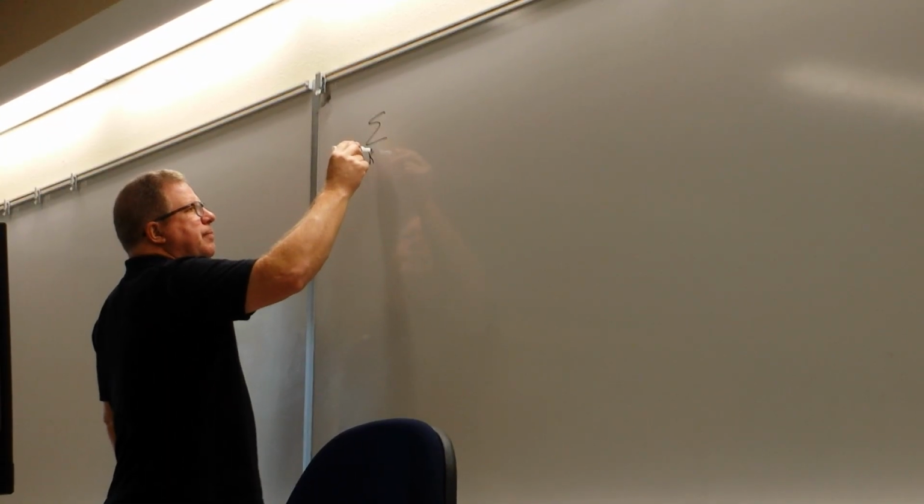Well, let's try it. I didn't do this one ahead of time. We've got the sum as K goes from 3 to infinity of 1 over K, ln K, all of that squared.